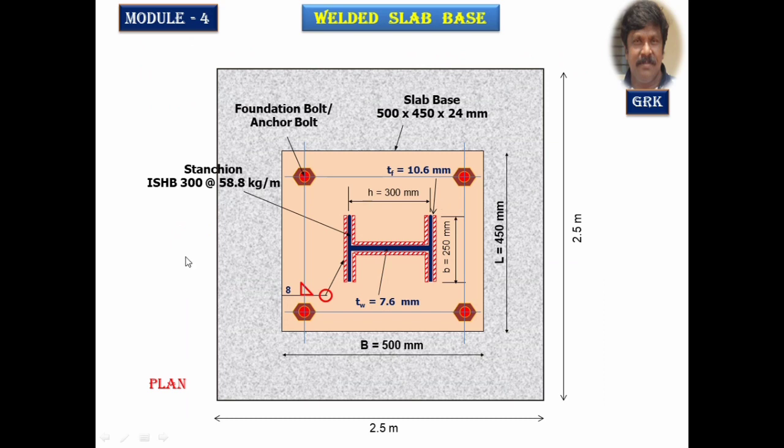This is a plan of the complete slab base, the concrete block and the I section. We have provided the 4 corners. The welding has been shown: 8 mm fillet weld all round. The sizes of the column section, thickness of the web, thickness of the flange, size of the base plate 500 by 450 mm, size of the concrete block 2.5 meter by 2.5. This is the final top view of the slab base.